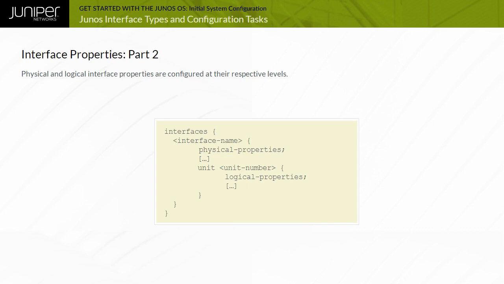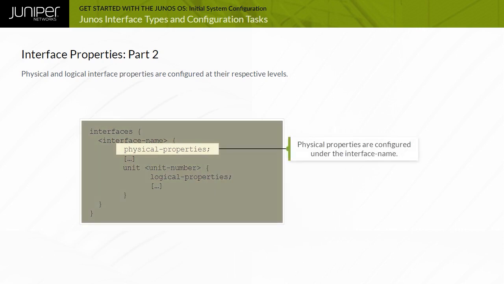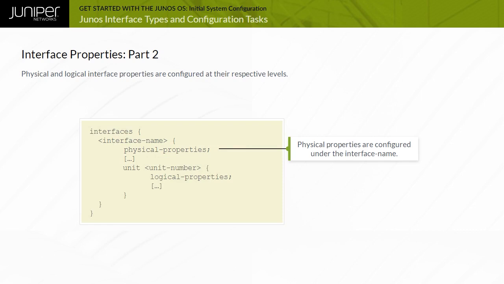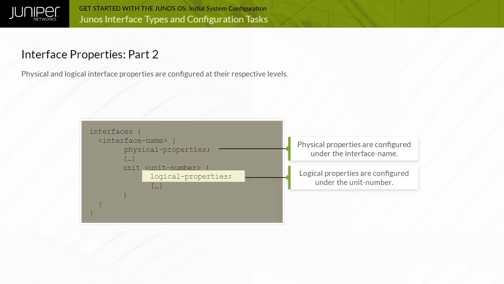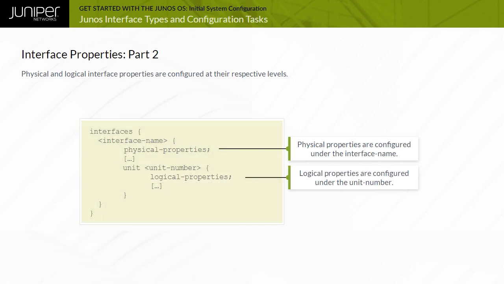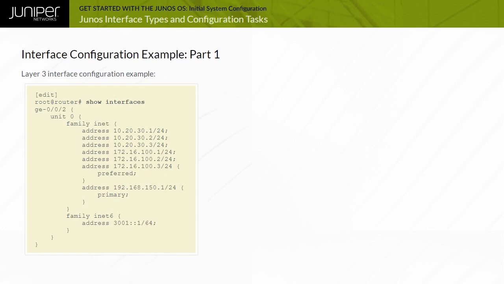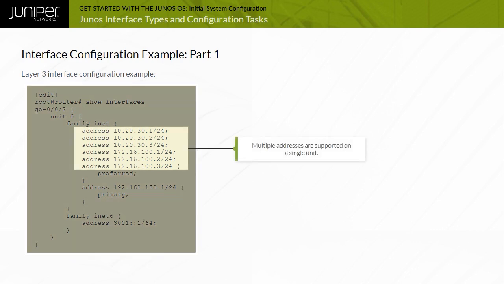Junos OS takes into account all properties defined directly under the interface name to be the physical properties of that interface. The unit number represents a particular logical interface or sub-interface. Junos OS takes into account all properties defined directly under the unit number to be the logical properties of each particular sub-interface. A basic configuration example that includes multiple protocol families configured under a single logical unit and multiple IP addresses configured for a single protocol family is shown.